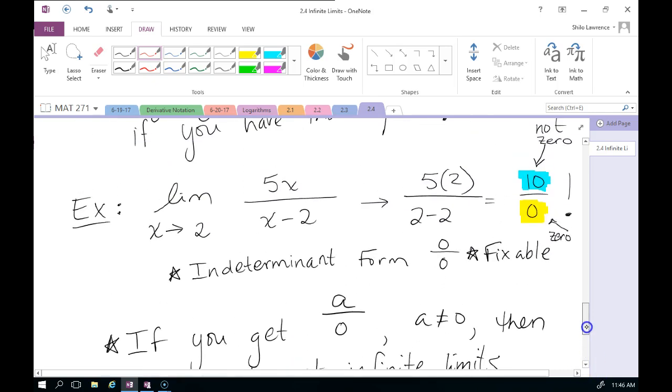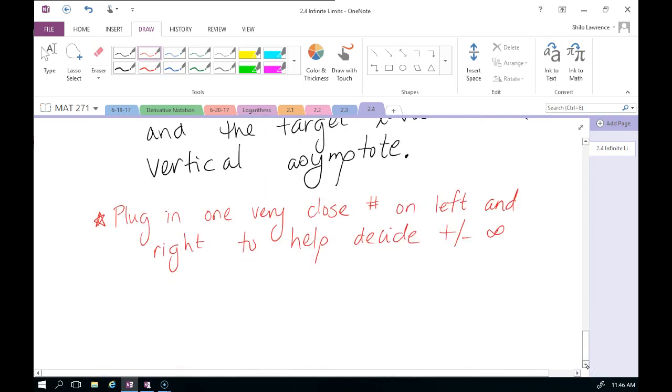So we're trying to do the limit as x approaches 2. We need to decide if the left and the right are doing the same thing. So I need to know what's happening at 1.9. When x is 1.9, this is going to be 5 times 1.9 over 1.9 minus 2. Five times 1.9 is 9.5. 1.9 minus 2 is negative 0.1. That is negative 95.